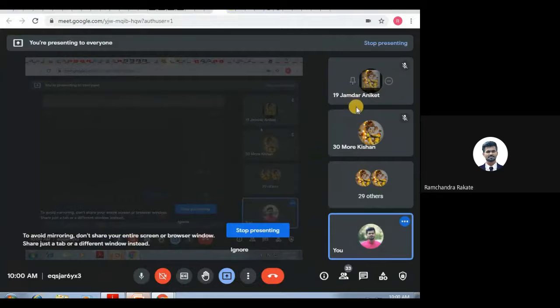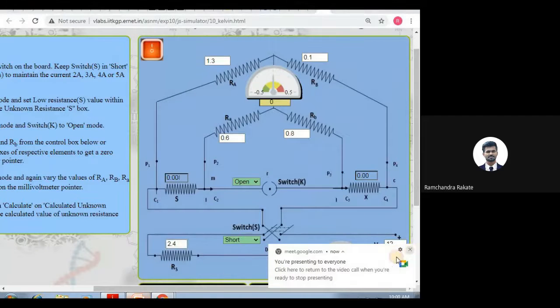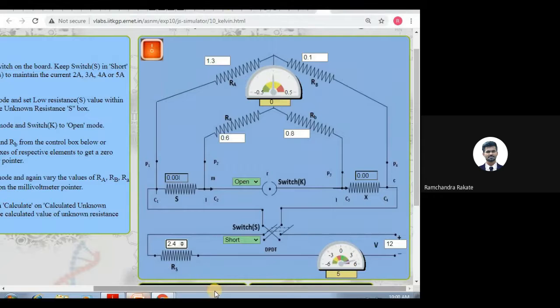Yes, Kishan, Aniket. Yes, sir. So what do you find? We have just applied Ohm's law. This is my measuring current, and this is my resistance. If I increase the resistance, the current is going to reduce. If I increase the current, the resistance is going to increase.